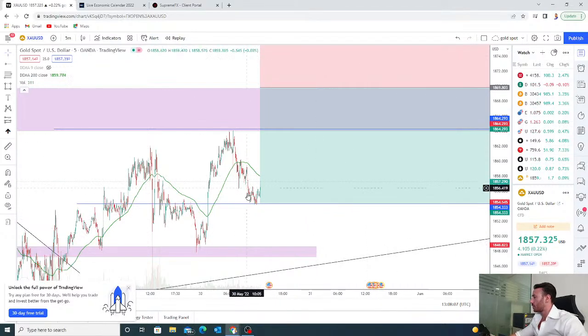As I said, we saw here a double bottom, which shows that there are buyers here. People are trying to sell, but it pushes. So there are a bit of buyers here.